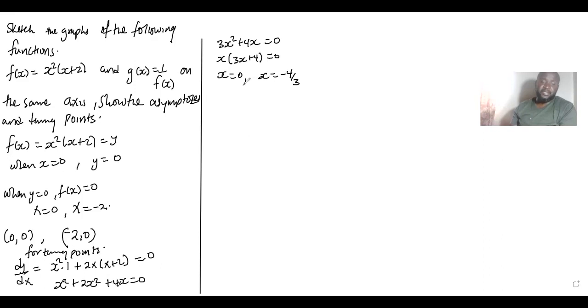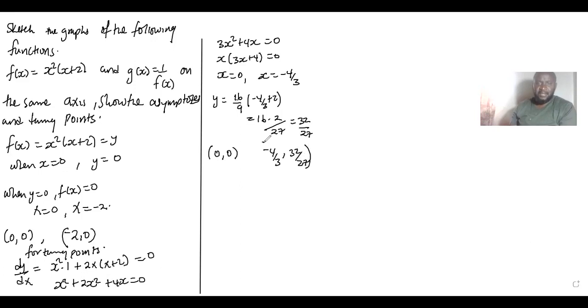Because we have already seen x is 0 as a turning point, we need to find the corresponding y value. When x is negative 4 over 3, it's 16 over 9 into negative 4 over 3 plus 2. It will be 16 times 2 out of 27, 32 out of 27. So you have the points 0, 0, and negative 4 out of 3 and 32 out of 27. But for these, we don't know which one is maximum or which one is minimum.